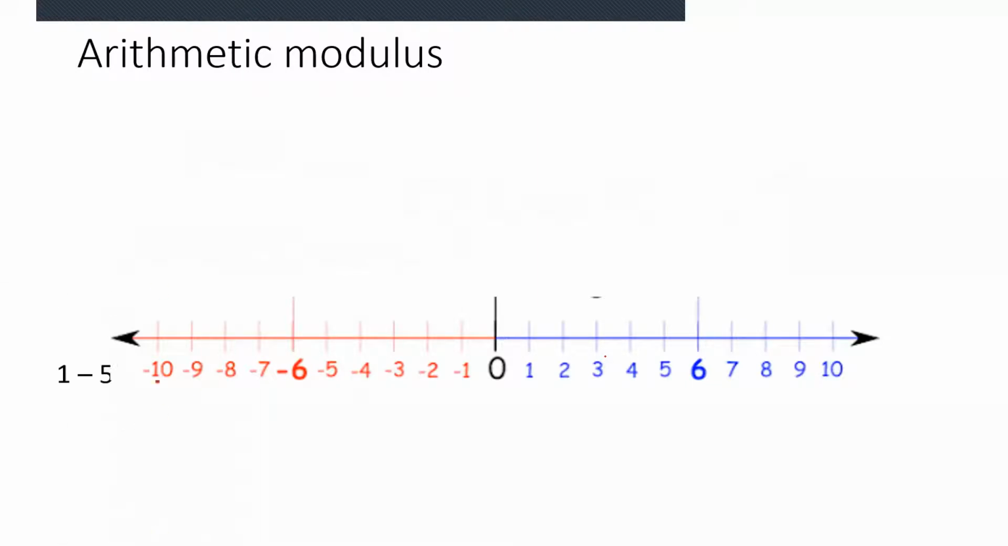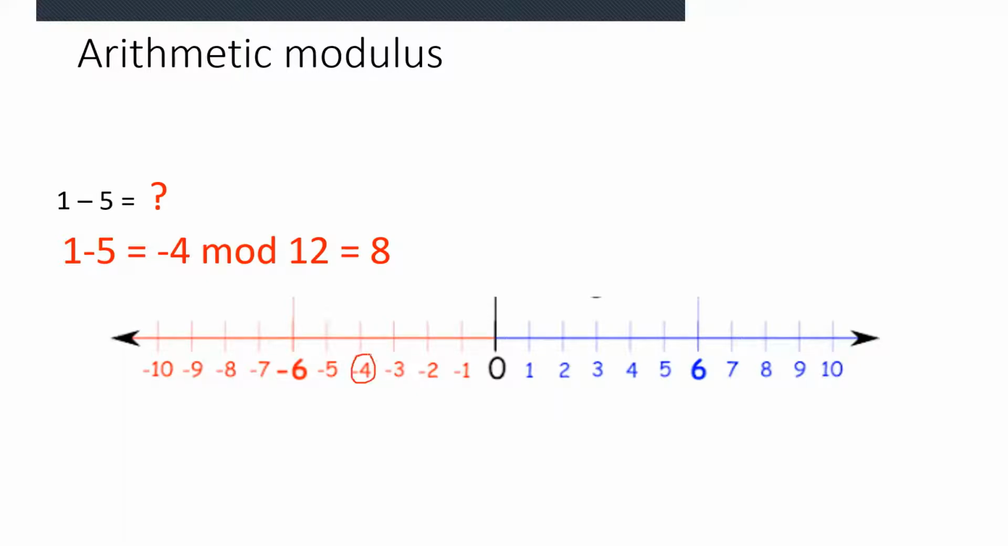In the case of negative numbers, 1 minus 5 is minus 4. When you find mod with 12, what you do is draw the number line. Minus 4 comes on the left side of 0, because it is lesser than 0. Greater numbers are on the right side, lesser numbers on the left. Our aim in finding the arithmetic modulus is to get a number in the range from 0 to 11.